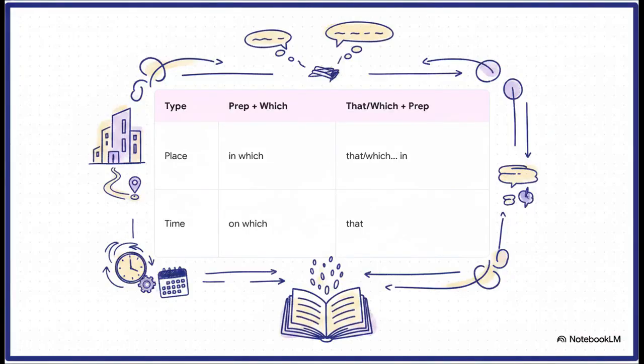Okay, stick with me as we guide ourselves through this table. Sometimes more advanced writing actually swaps out where and when for slightly more complex prepositional phrases. So, for a place, instead of just saying where, you can use the preposition plus which, in which. Or you can even stick the preposition at the end, using that or which with in at the tail end of the clause. For a time, instead of when, you can use on which or just that. And get this, often for time, that preposition is completely omitted altogether.